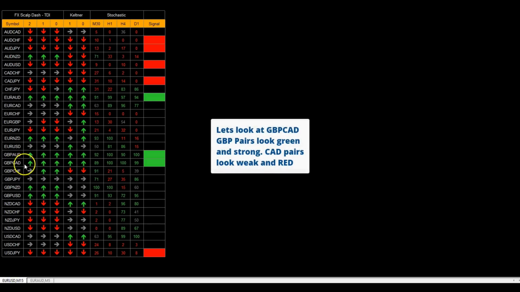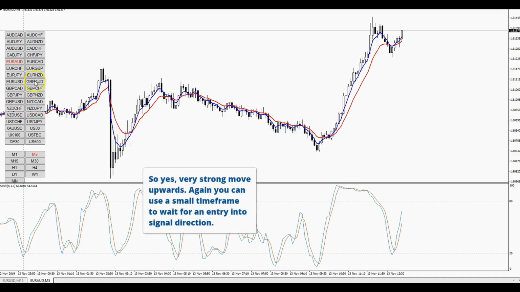Try matching strong currencies against weak currencies. You can have more success doing this. Or weak against strong.